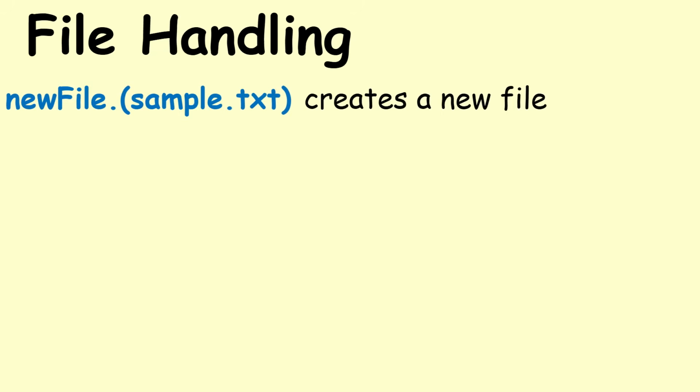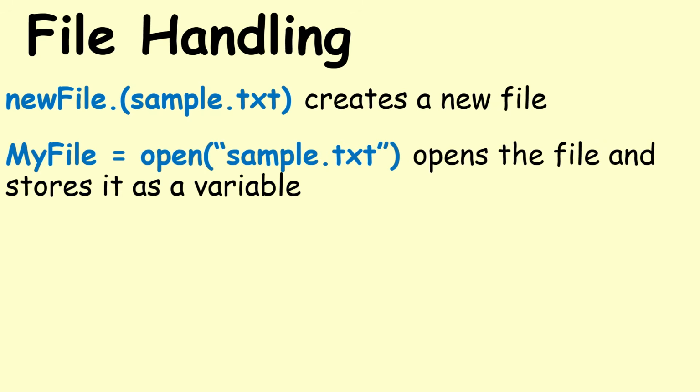File handling will look a bit like this in the exam. So we can have new file.sample.txt, for example. All of these are just examples. You could obviously have anything. That would create a new file called sample.txt. When we open a file, if there's a file that already exists and we open it, we want to open it into a variable. So in this case, I've called the variable my file, and it could be called whatever I wanted, but that's what I've gone with. And then the open command will then open the file in the brackets. So sample.txt is my file.